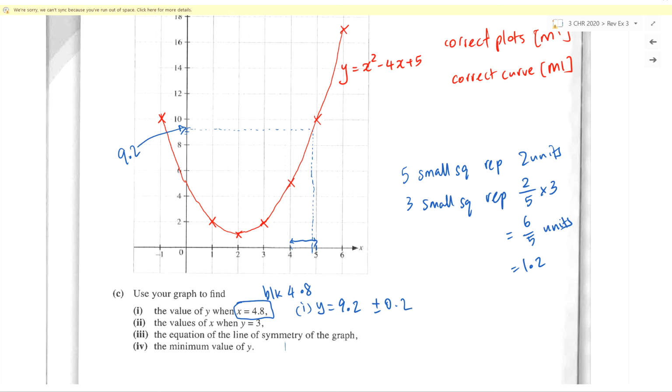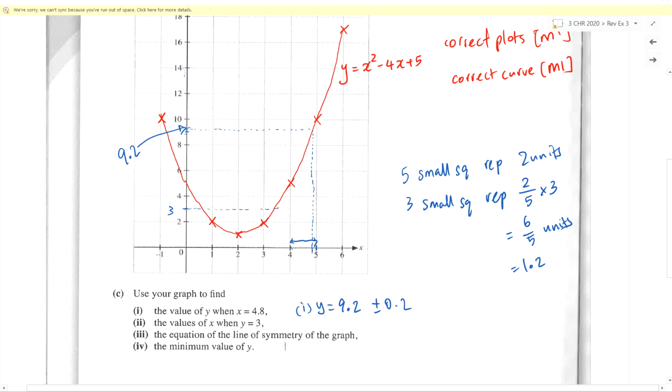Next part. Find the value of x when y equals 3. Now they tell us that it is level 3. That's in part 2. Level 3. So if this is level 2, this is level 4, level 3 must be in the middle. Draw a line across.